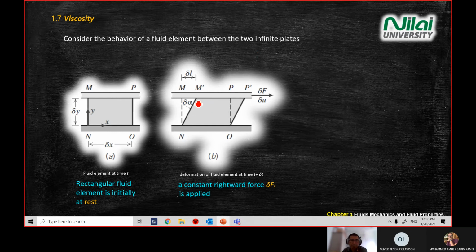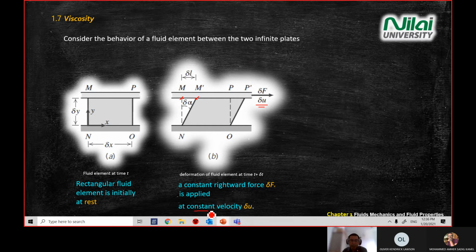So the element will deform at an angle of alpha, and this delta u, the u is displacement, right? Or not displacement. For this module, u is a velocity to the right, and there's a change of L from M to M dash here. So from here to here, there's a distance here. Velocity, this is velocity. And the velocity is constant.